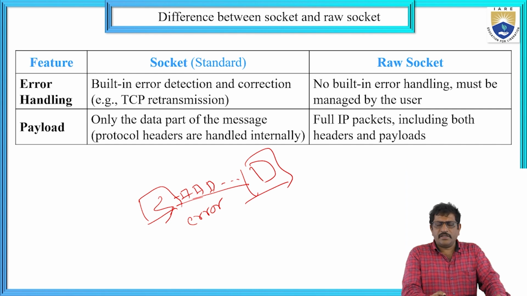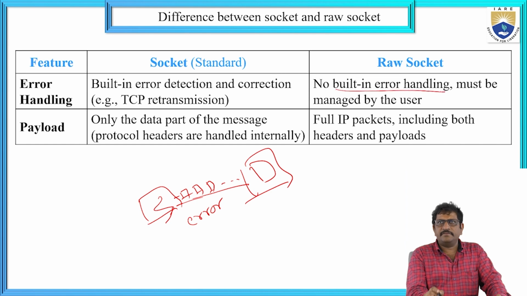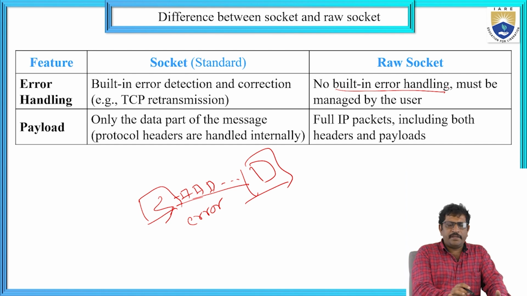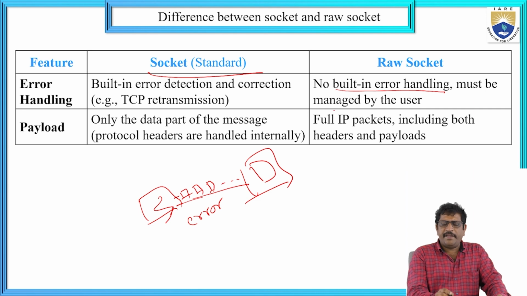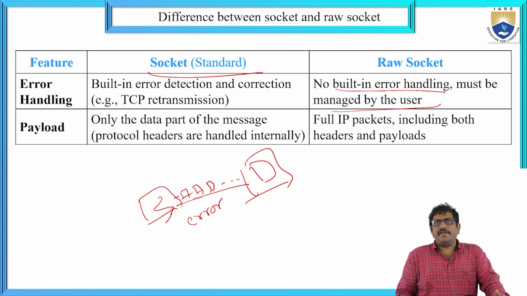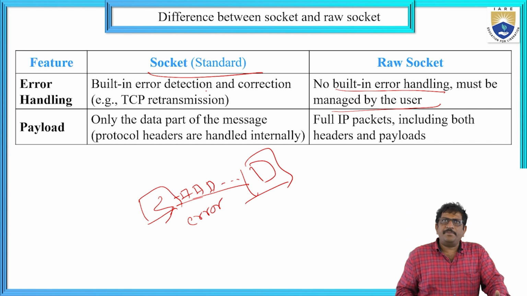Raw sockets means no built-in error handling. Here we are not handling the errors, but in standard sockets we are handling the errors. In raw sockets it must be managed by the user, but in standard sockets it is not managed by the user. It is managed by the protocol, that is the TCP protocol.